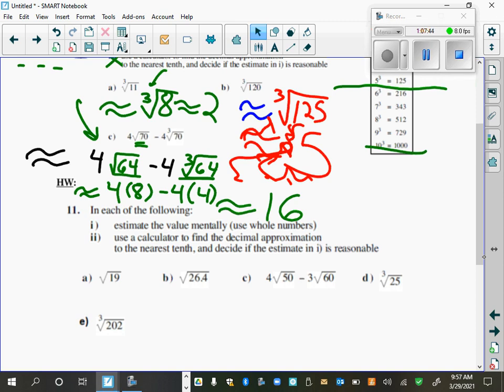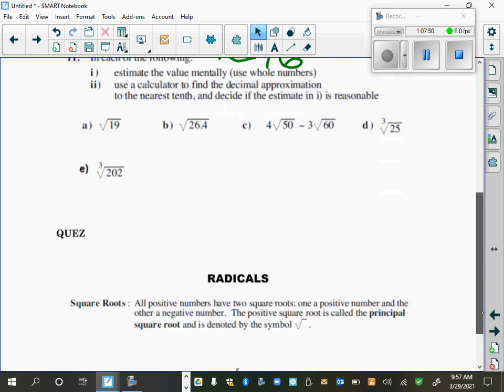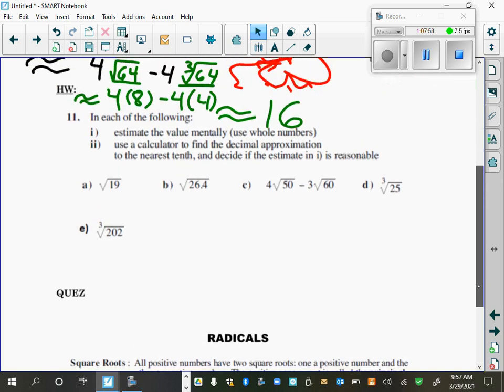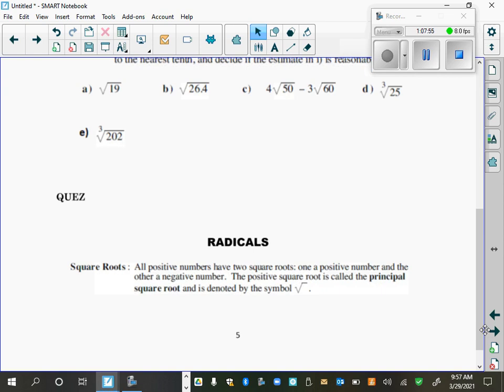Okay, that's the podcast. Everyone do the homework. Page 134, and then this is page 5. Okay, so up to radicals. You don't have to do anything else. So pages 1, 3, 4, 5.